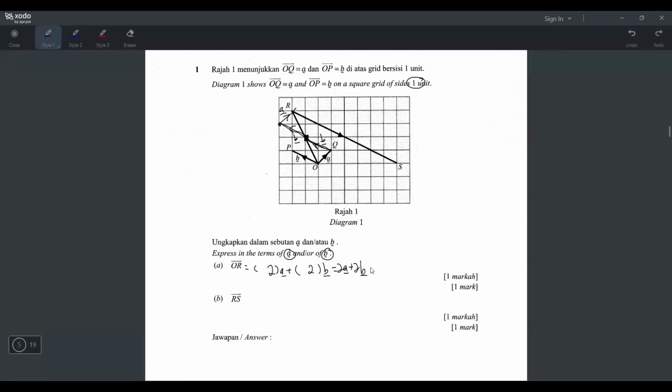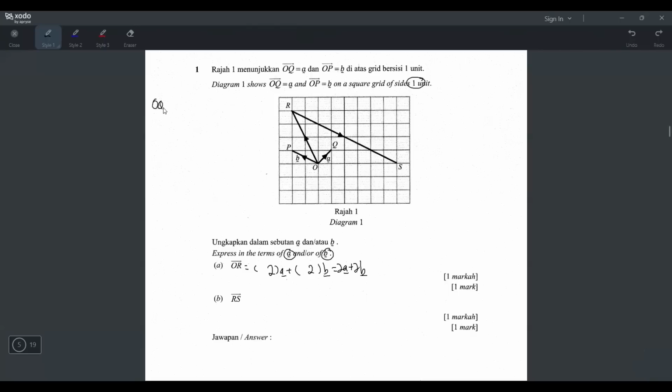That's the answer. But I want to show you another method. Let me show you another method, so I will erase all this. If you want to do it another way, the other method looks like this. You change everything to coordinate vector. You change everything to coordinate vector.